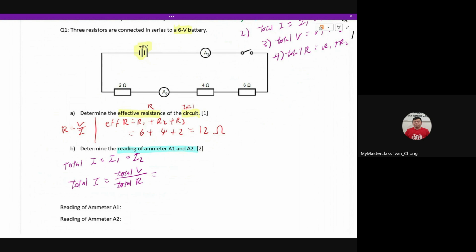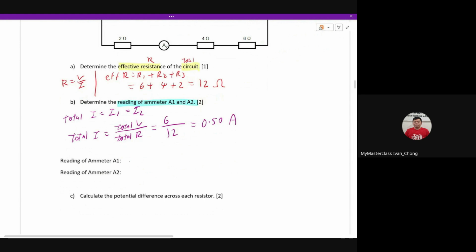We can. Why? Because we have your 6 volts and we also just found your 12 ohms. So 0.50, and this is current, A. So don't forget, because they're all the same, I1 and I2, they're all going to be 0.50 amperes. Okay, so with that, you have solved.